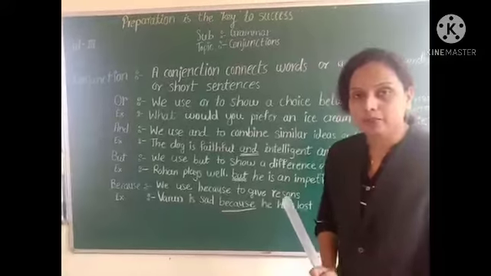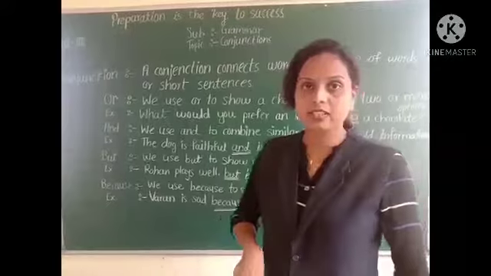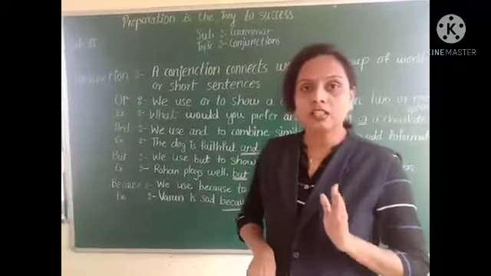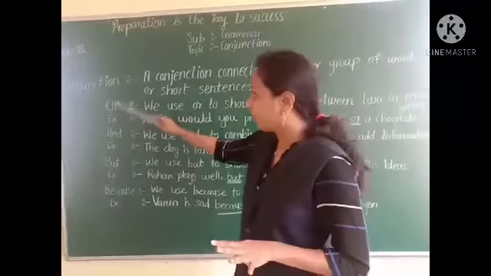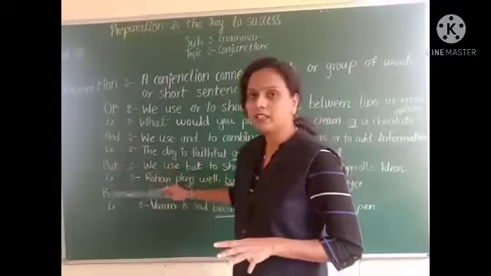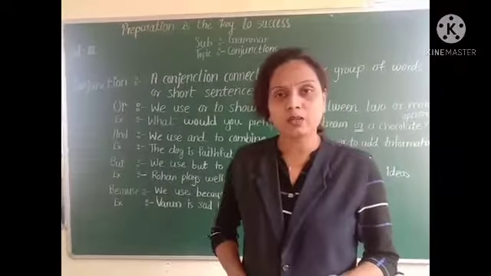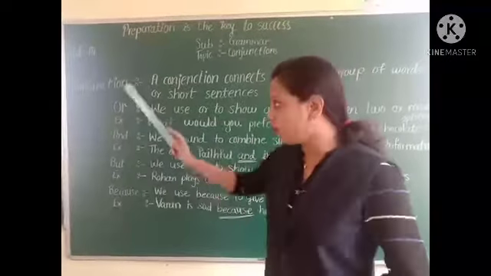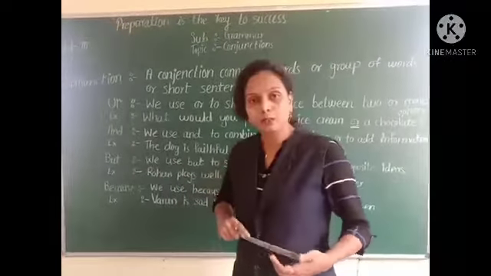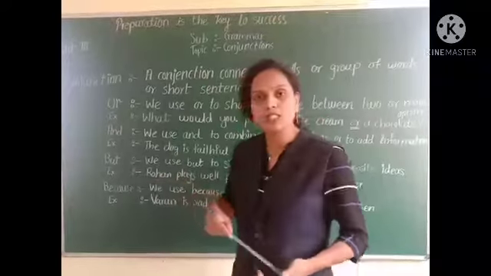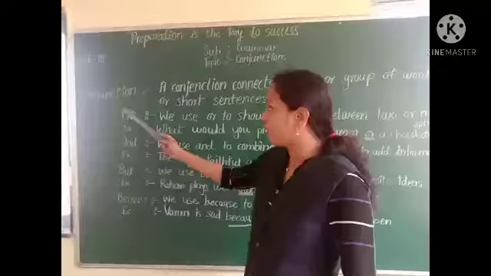Understood? From the conjunctions in this standard, we are going to learn only four conjunctions, that are or, and, but, because. Understood? These are what we are going to study now. When we can use or, when we can use and, when we can use but, and when we can use because.